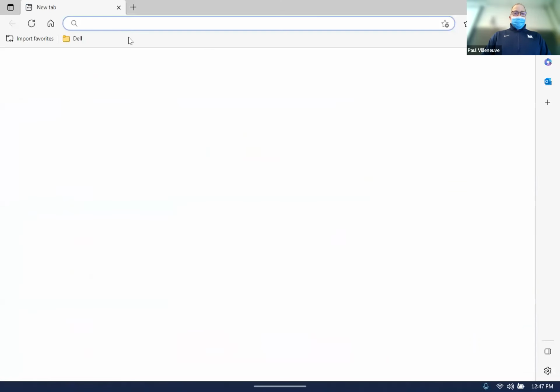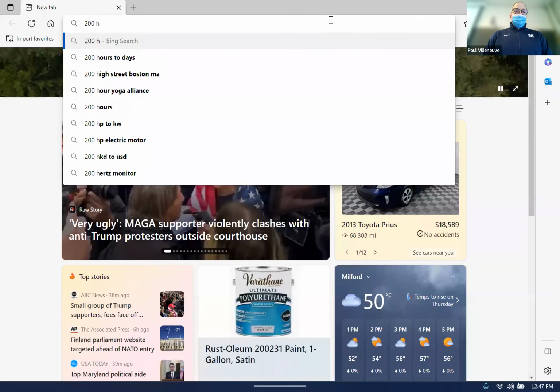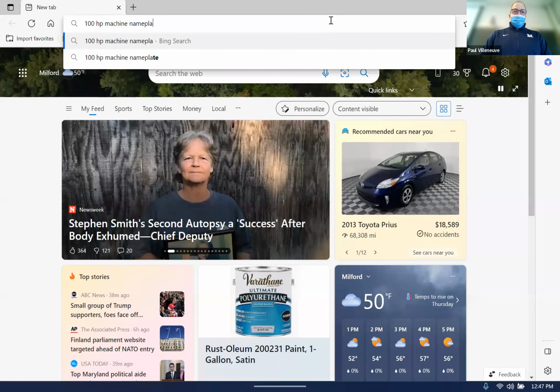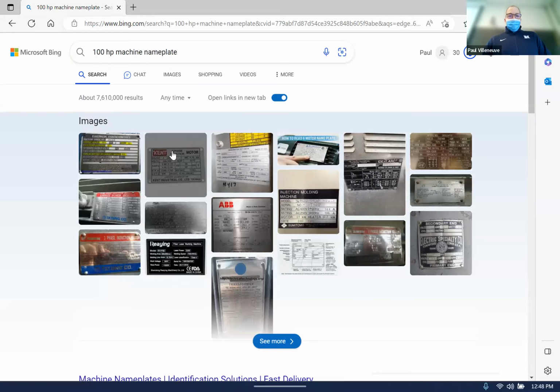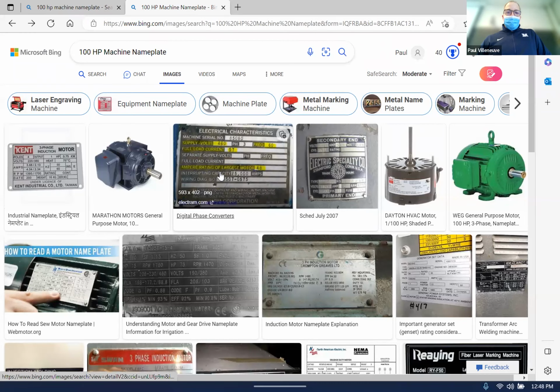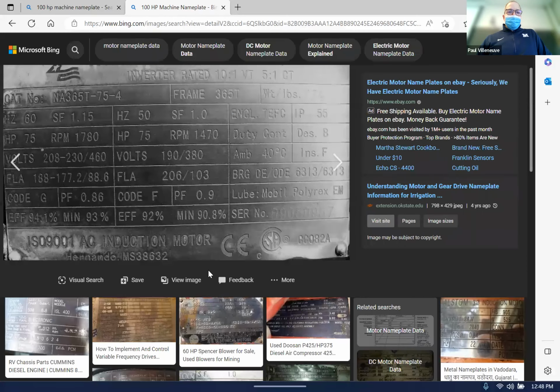So let's look at a 100 horsepower machine. Okay, I just picked this one. It looked clean. So this is a baby one. This is not a good one. Let's pick a big one. This one doesn't say the power output. Try this one. All right, so 75 horsepower. That's not too bad.